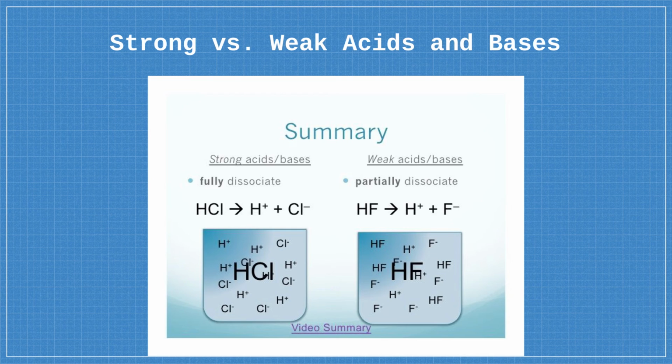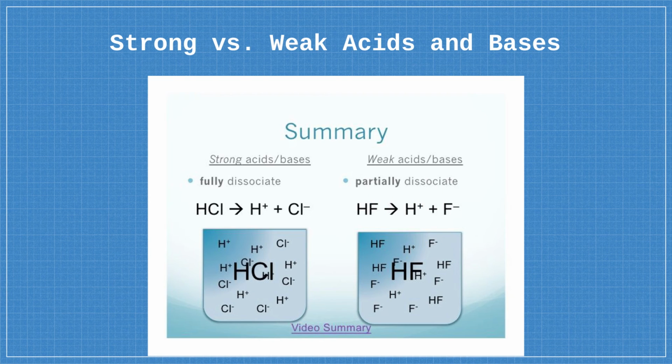So strong versus weak acids and bases. Strong acids and bases fully dissociate. What that means is they fully break up when they are dissolved in water into all hydrogen ions and chloride ions. If you look here, it's all Cl minus, H plus, Cl minus.